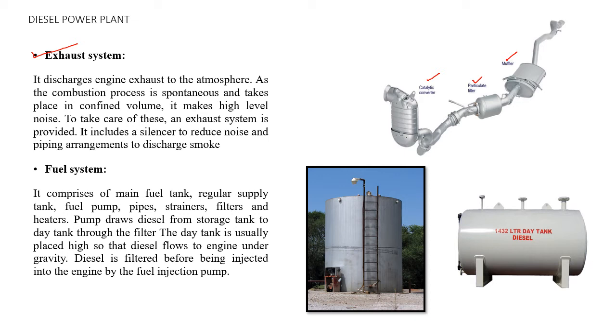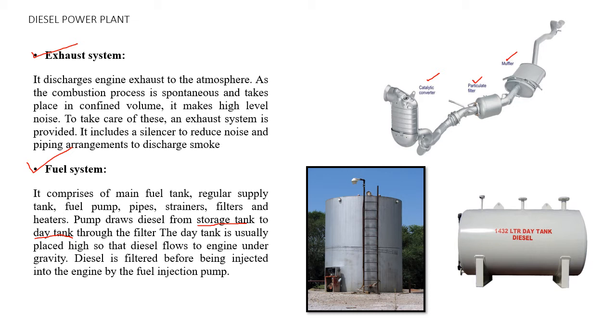Next one is fuel supply system. It comprises of main fuel tank, regular supply tank, fuel pump, pipes, strainers, filters, and heaters. The pump draws the diesel from storage tank to the day tank. Basically in fuel supply system we have two types of tanks. One is the main storage tank and the second one is the day tank.